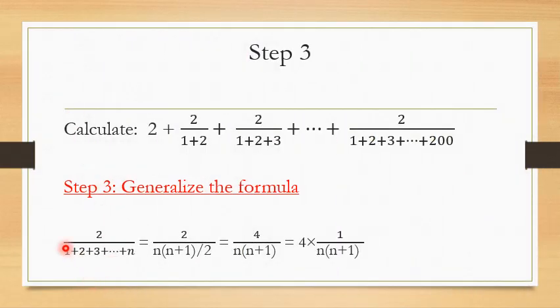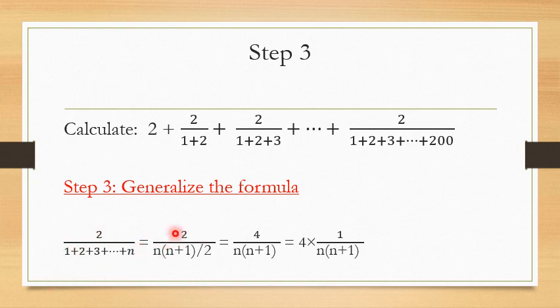So here, step 3 is to generalize the formula, right? So 2 over 1 plus 2 plus 3 and so on until n equals 2 over n times (n plus 1) divided by 2. Because here you're adding the numbers and finding the mean, right? So 1 plus n divided by 2, and multiplying it by the number of numbers. Now there are n numbers, so you multiply the mean, n plus 1 divided by 2, times n.